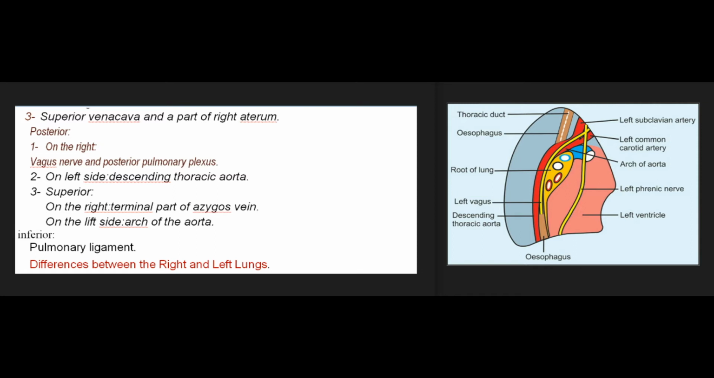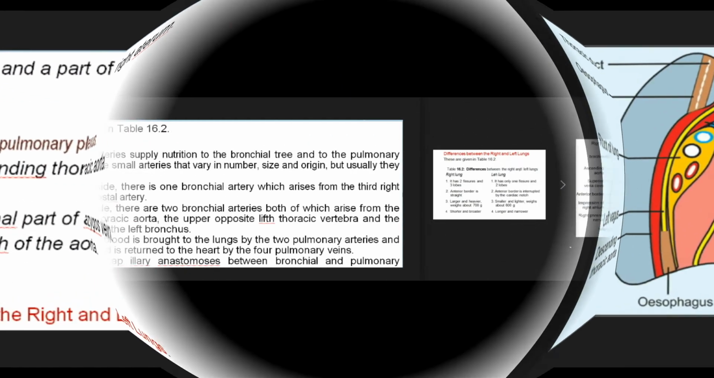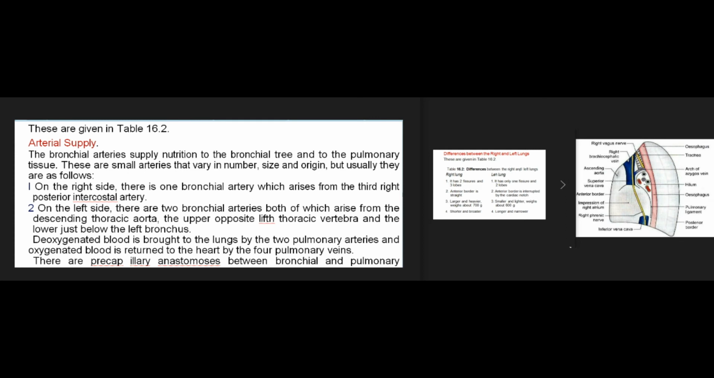Terminal part of esophagus, vein, arch of the aorta. Pulmonary ligament. Differences between the right and left lungs. These are given in table 16.2.